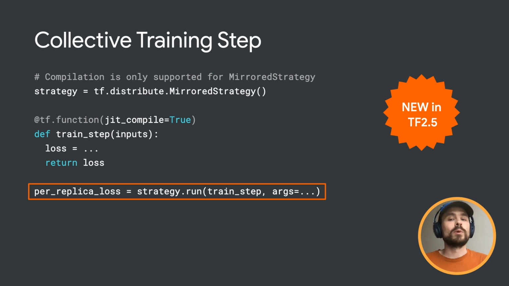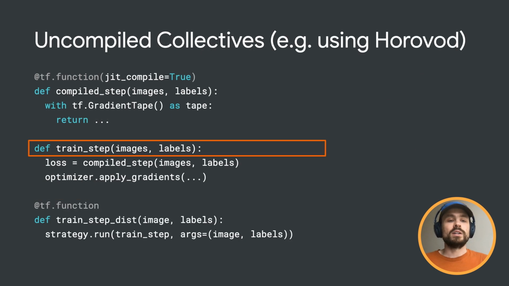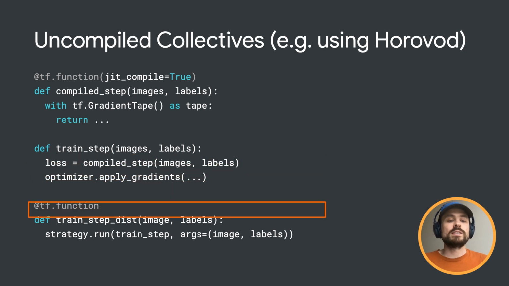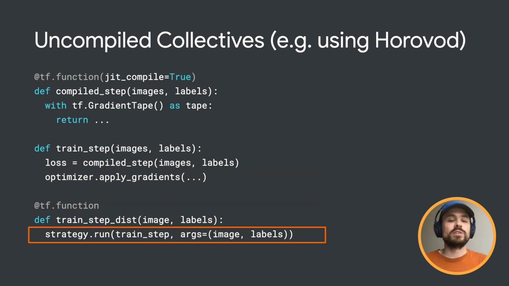potentially resulting in slower compile times. Alternatively, if you use collective operations which are not currently compilable, such as Horovod, you can refactor your code to separate the train step into a compilable part, a compiled step in this case, and leave the apply gradient function uncompiled. Then the train step, which calls the compiled step function, is passed to strategy.run.